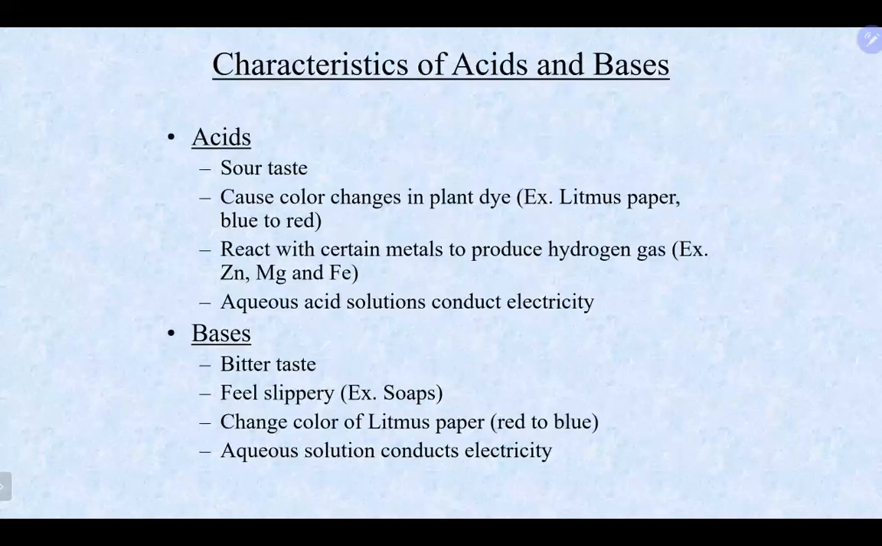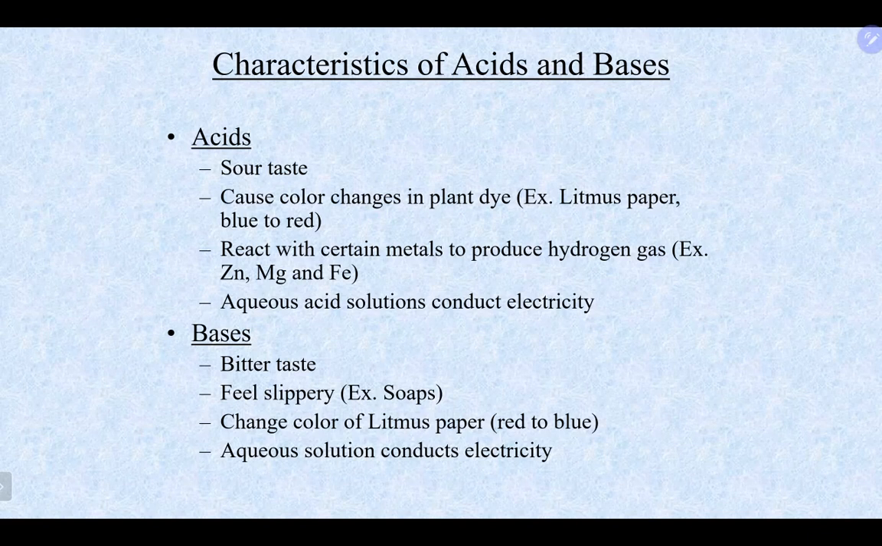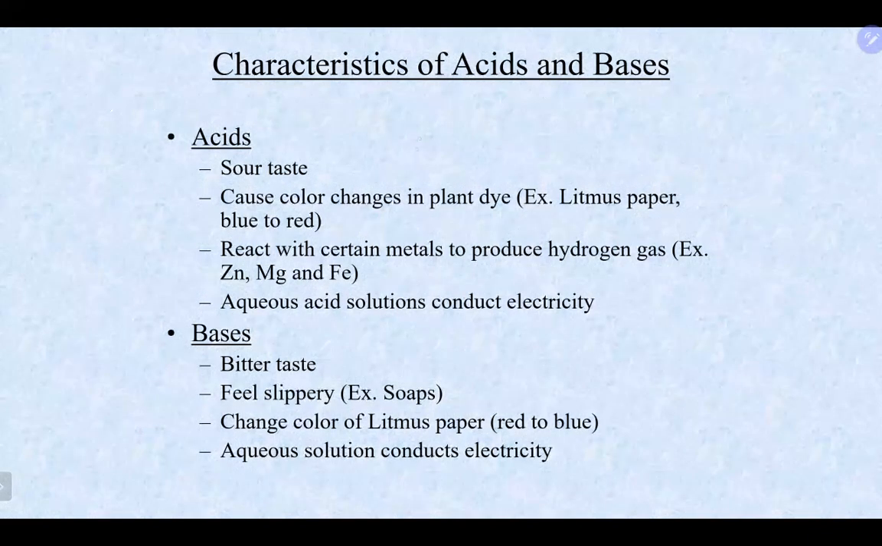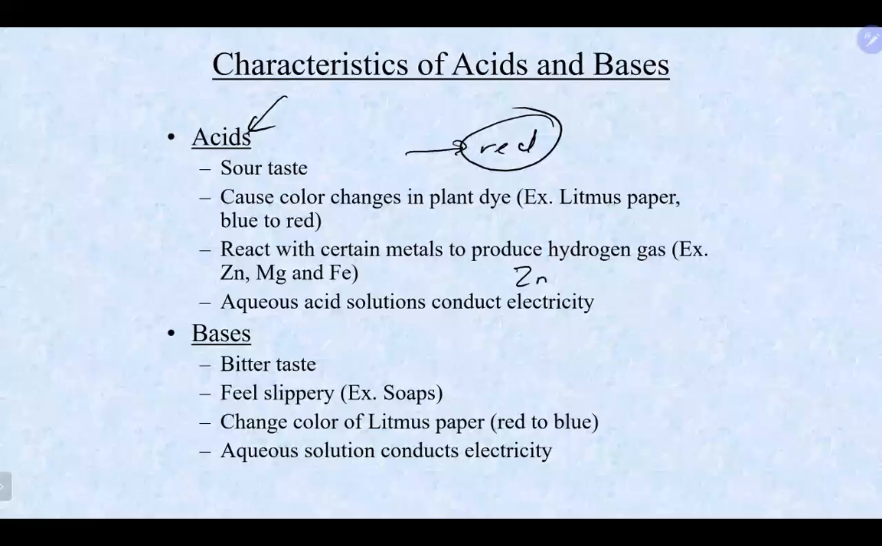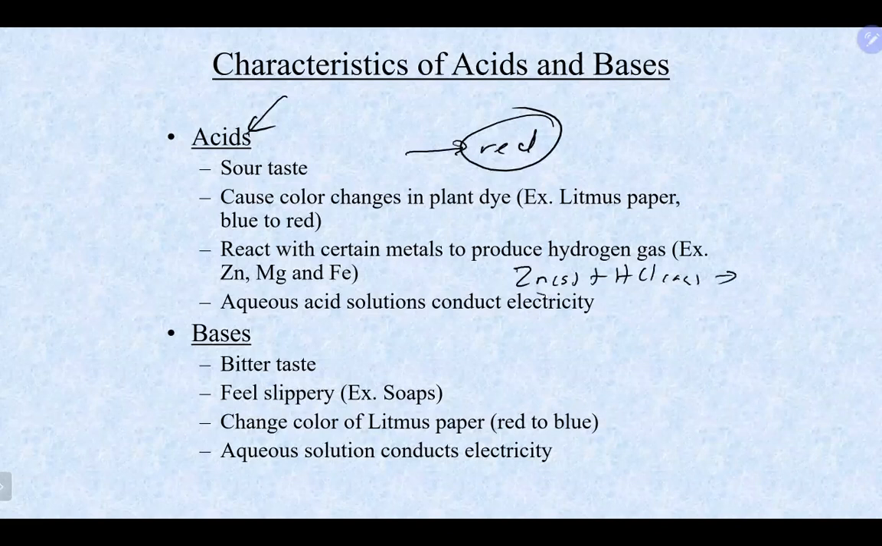A little bit about acids and bases. Acids have a sour taste, and they cause a color change in litmus paper. If you use litmus paper and it turns red or stays red, that is acidic. Acids will react with certain metals to produce hydrogen gas, which we'll talk about a little later in this chapter. For example, in a single replacement reaction, which I think we did in lab, you put your thumb over the test tube as it was making bubbles and did your wood splint test. That was the production of hydrogen gas as a result of this single replacement reaction.